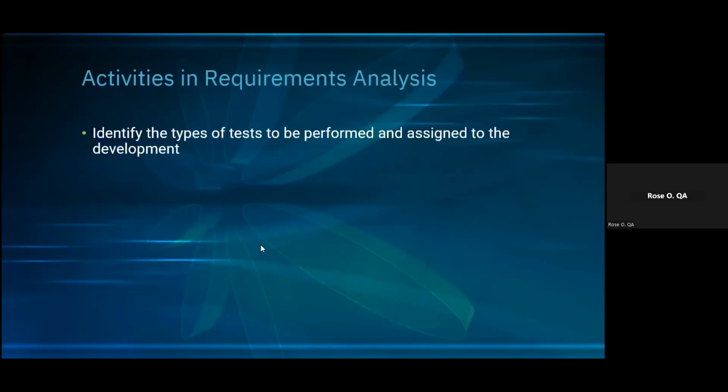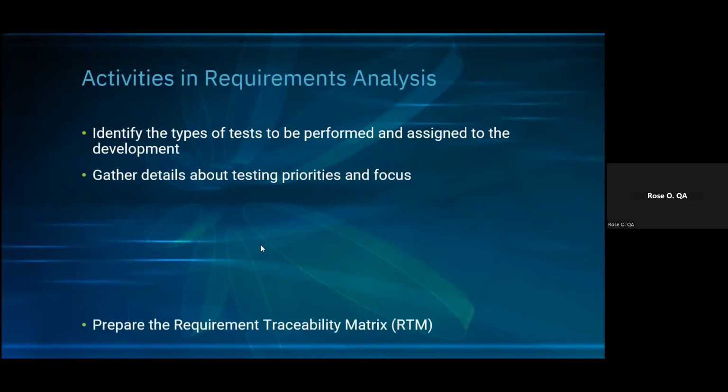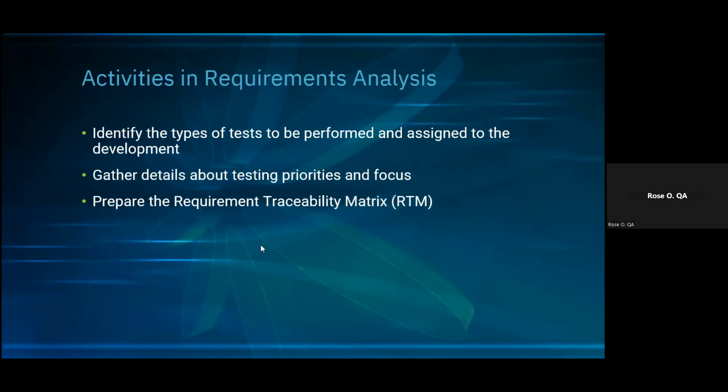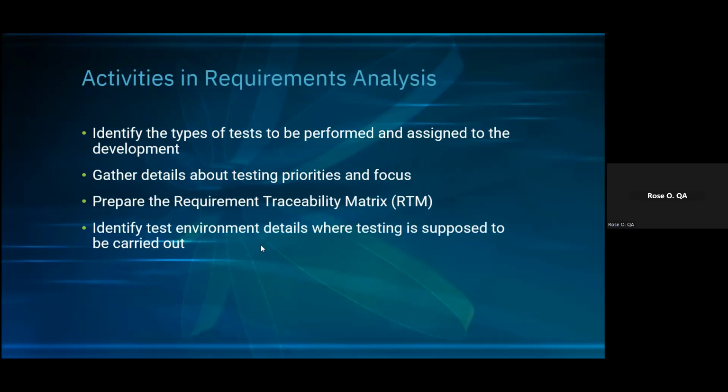So what are the activities we mentioned yesterday? Identify the types of tests to be performed and assigned to the development, gather details about testing priorities and focus, prepare the RTM, the requirement traceability matrix. I explained to you how that is done, but you'll see it in full. Identify test environment details where testing is supposed to be carried out. The identification is mainly once you're given the URL. That's the meaning of identify.